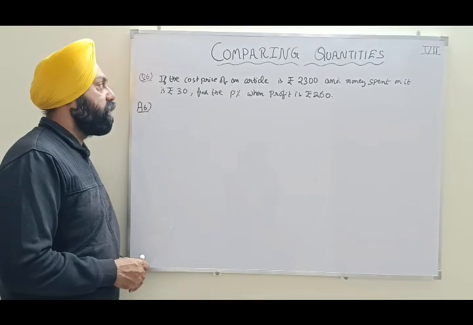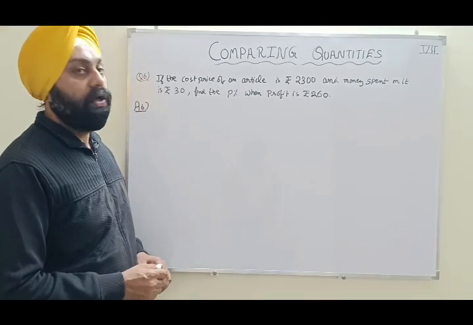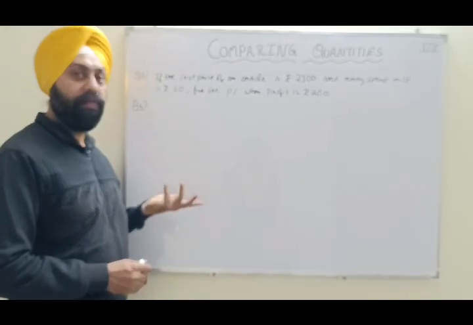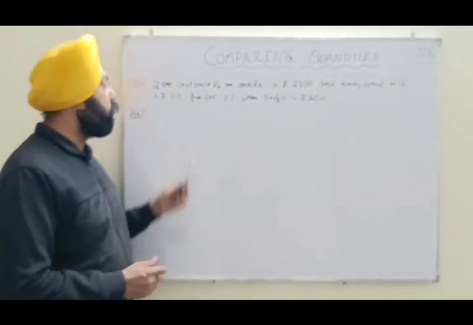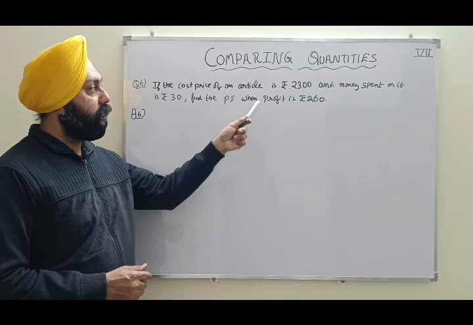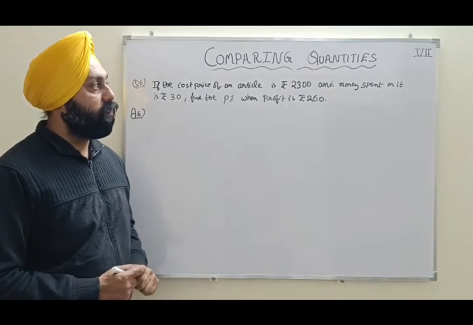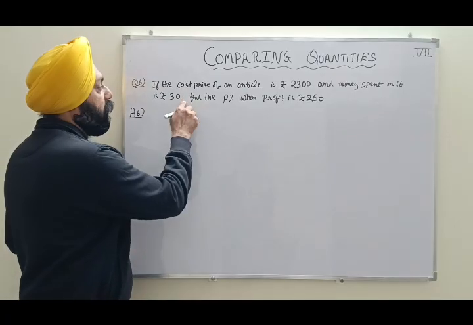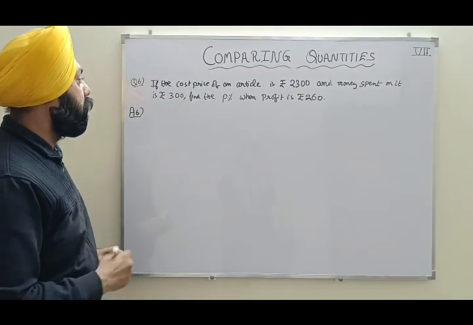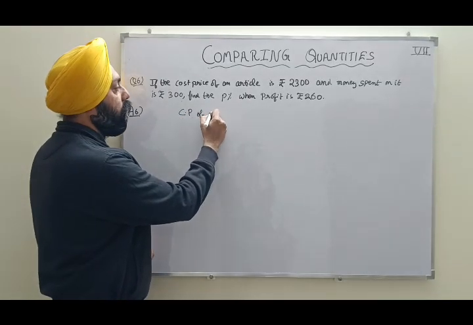So next question is, if the cost price of an article is rupees 2300 and further some money was spent on it, maybe for painting it or maybe on repairs also, that is rupees 30. So we have to find the profit percent when the profit is 260. I'll correct it, it is 300 rupees is the money spent on it. Okay. So first we will write cost price of the article.